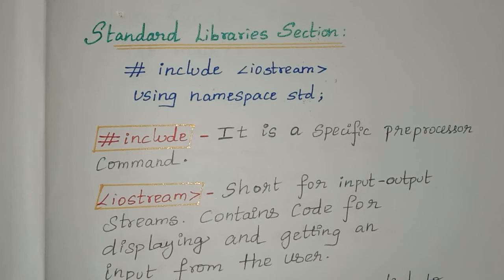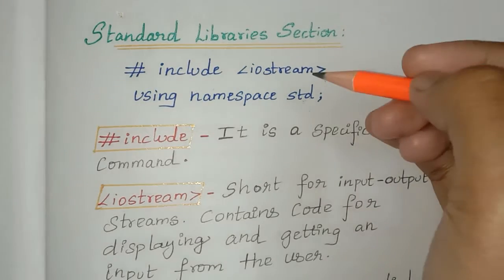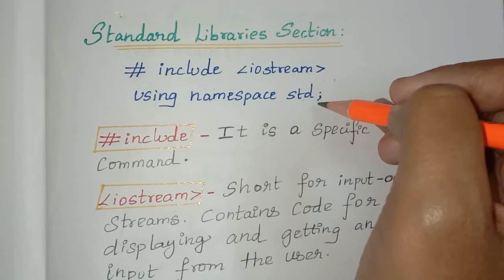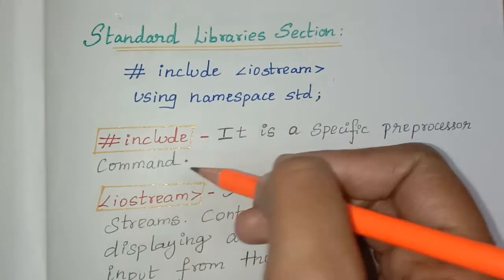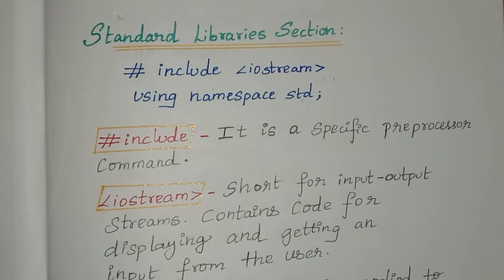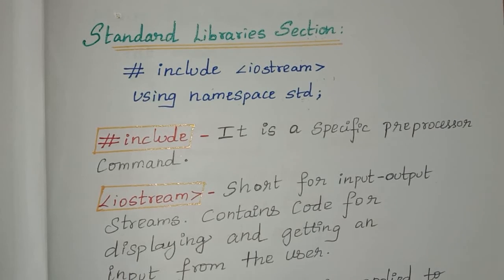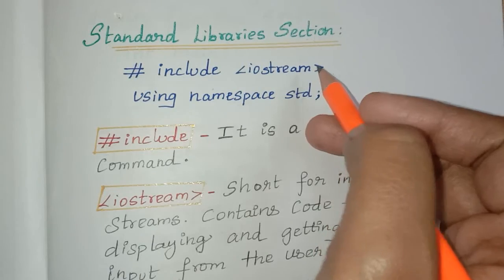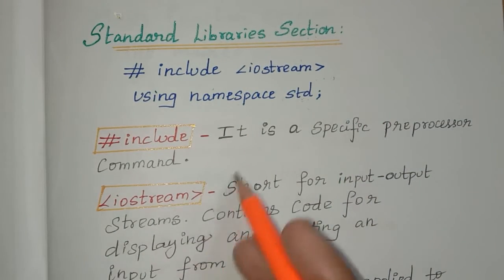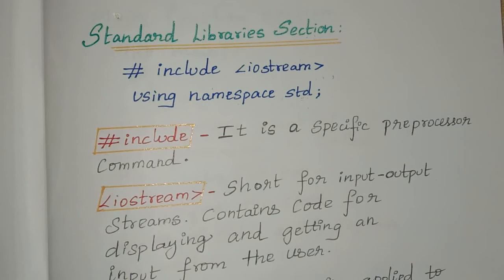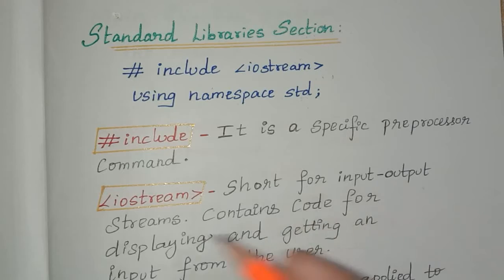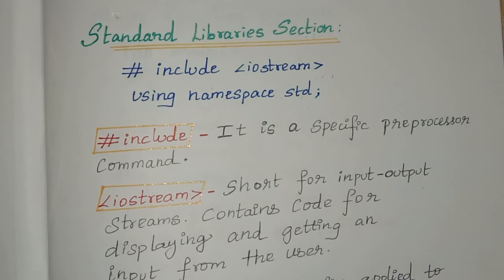Now let's learn about the standard library section. In the example program, the first two lines come under the standard library section. In this we have include first. Include is a specific preprocessor command that effectively copies and pastes the entire text of the file specified between the angle brackets into the source code. And iostream, the file iostream, is a standard file that should come with the C++ compiler and is short for input output streams. This command contains the code for displaying and getting input from the user.